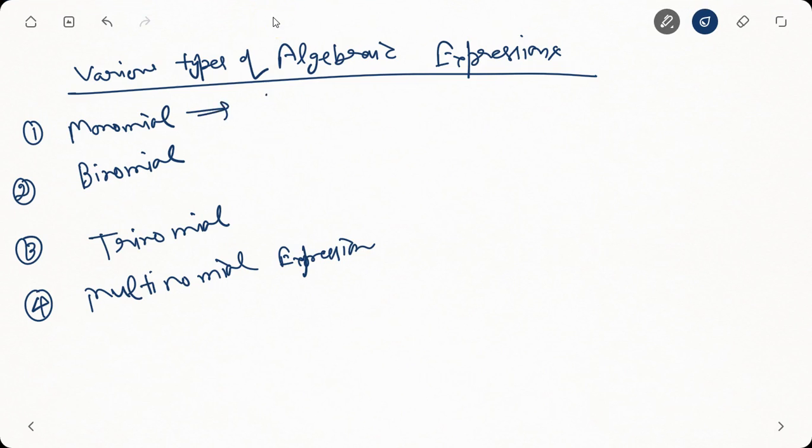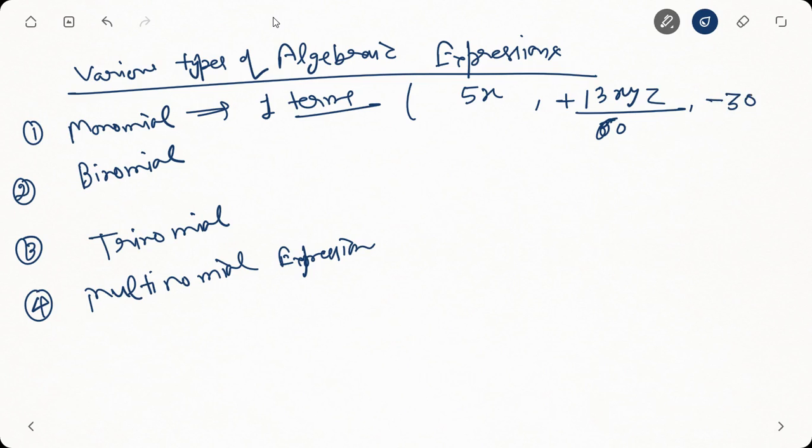Monomial expressions are those expressions which have only one term. Those algebraic expressions which have only one term are called monomial. If I say there is an algebraic expression 5x, there is only one term present in this expression, that is 5x, so it is a monomial. Similarly, if I write plus 13xyz upon 60, this is also one term, there is no other sign of plus or minus, so this is again a monomial. If I say minus 30, although there is no variable present, this is also an algebraic expression with one constant term, so it is also a monomial. I think now you can easily identify a monomial algebraic expression.